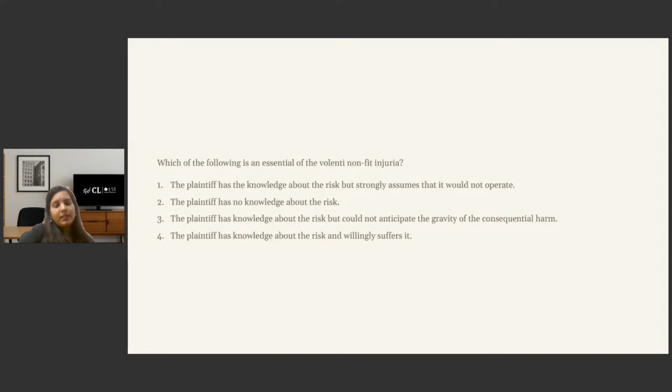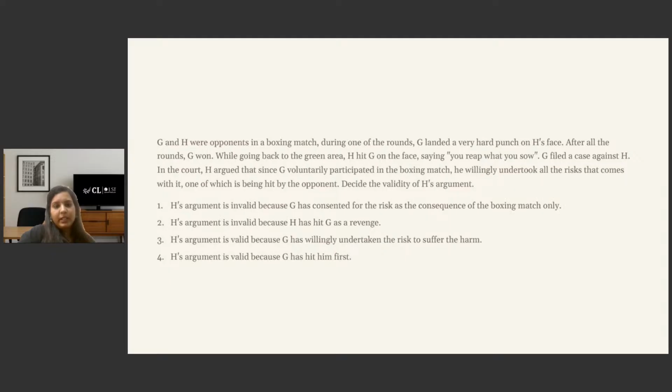Which of the following is an essential of volenti non fit injuria? The plaintiff has knowledge about the risk, but strongly assumes that it would not operate. The plaintiff has no knowledge about the risk. The plaintiff has knowledge about the risk but could not anticipate the gravity of the consequential harm. The plaintiff has knowledge about the risk and willingly suffers it. So the answer is going to be 4 here. D is the answer.